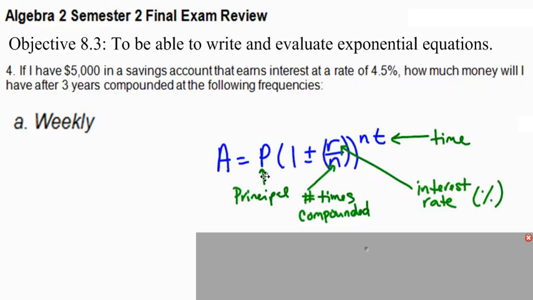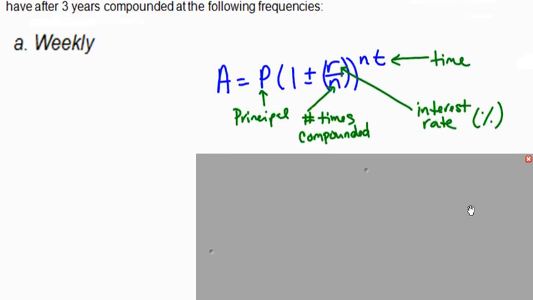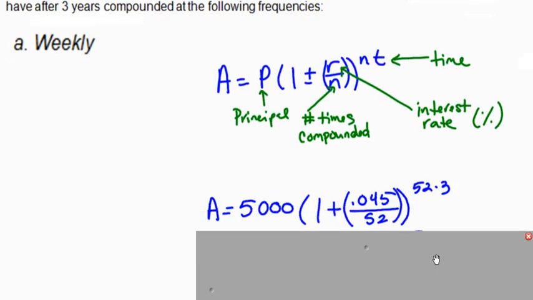Well, we know the principal is $5,000. The interest rate is 4.5%. Well, 4.5% as a decimal is 0.045. The number of times it's being compounded is weekly, 52, and it's being left in the account for 3 years. So by substituting in what we know, we're now here.